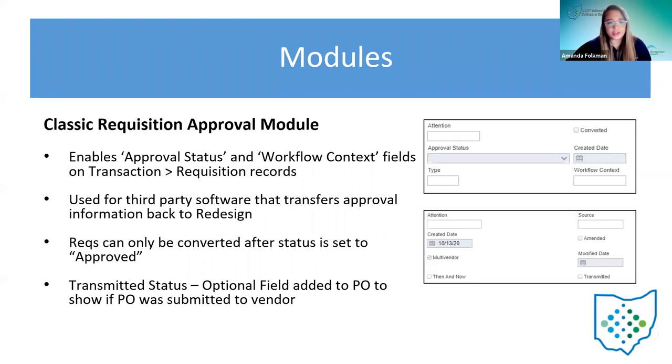I just noticed that I didn't put this on my slide, but I intended to. For that second bullet point, third-party software that transfers approval back is not RAM. I know that's caused some confusion before. If districts use RAM, they do not need these fields entered, since RAM doesn't actually send anything back. Once these fields are added, requisitions can only be converted after that approval status is changed to approved. So you don't want to accidentally turn this on and have them not be able to convert their requisitions.